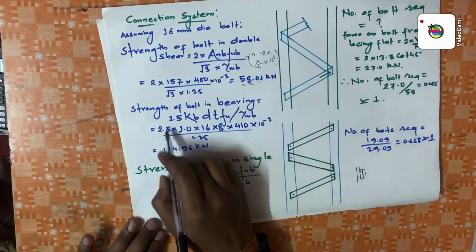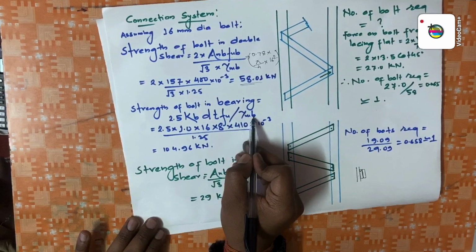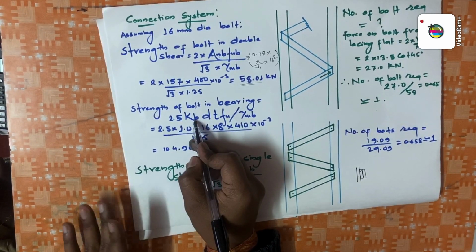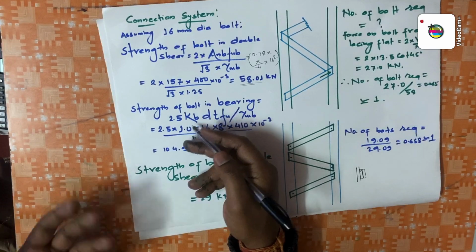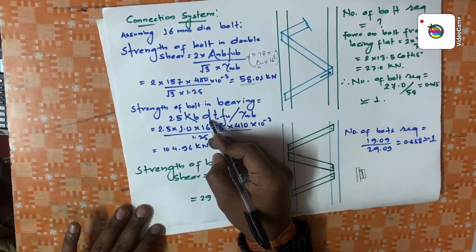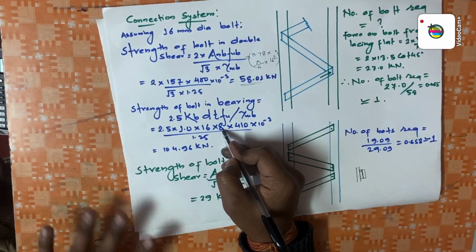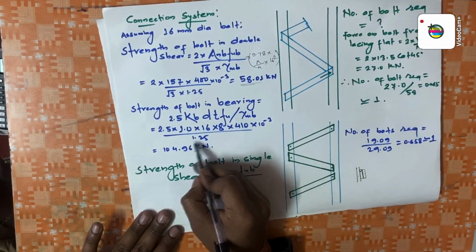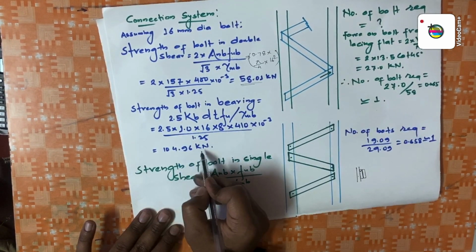Similarly, strength of bolt in bearing is 2.5 kb d t fu by gamma mb. All these formulas you can get in the code book. So 2.5 kb. I just assume the value of kb because this numerical is already too long, so rather than going for calculation of kb, you can directly assume the value of kb as 1. Your diameter is 16 mm. Thickness of plate is 8 mm, we chose the lacing bar of 8 mm thickness, and fu is 410 by gamma mb 1.25 into 10 power minus 3. I'm converting into kilonewton, 104.96 kilonewton.